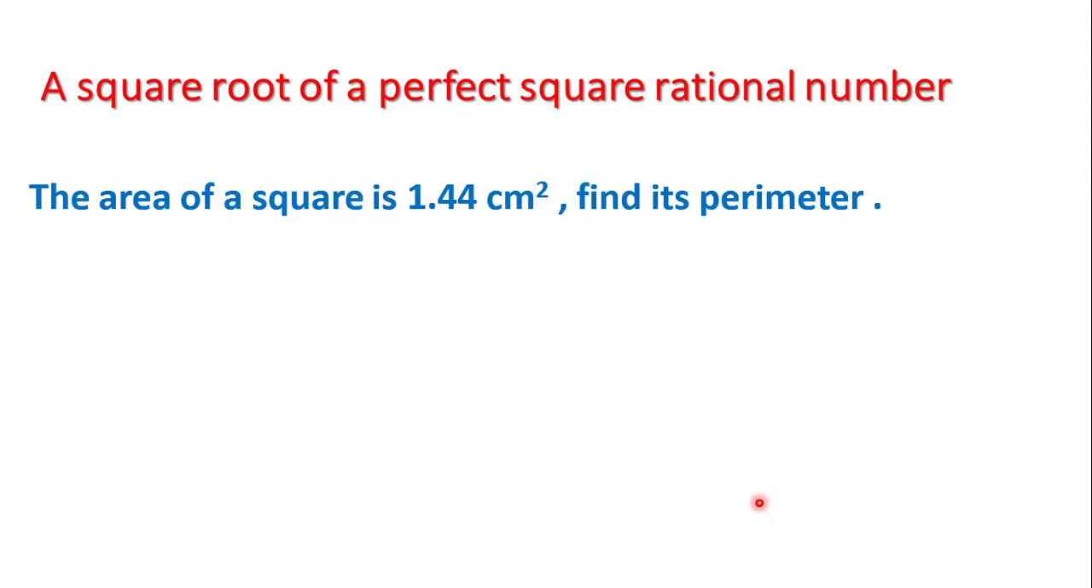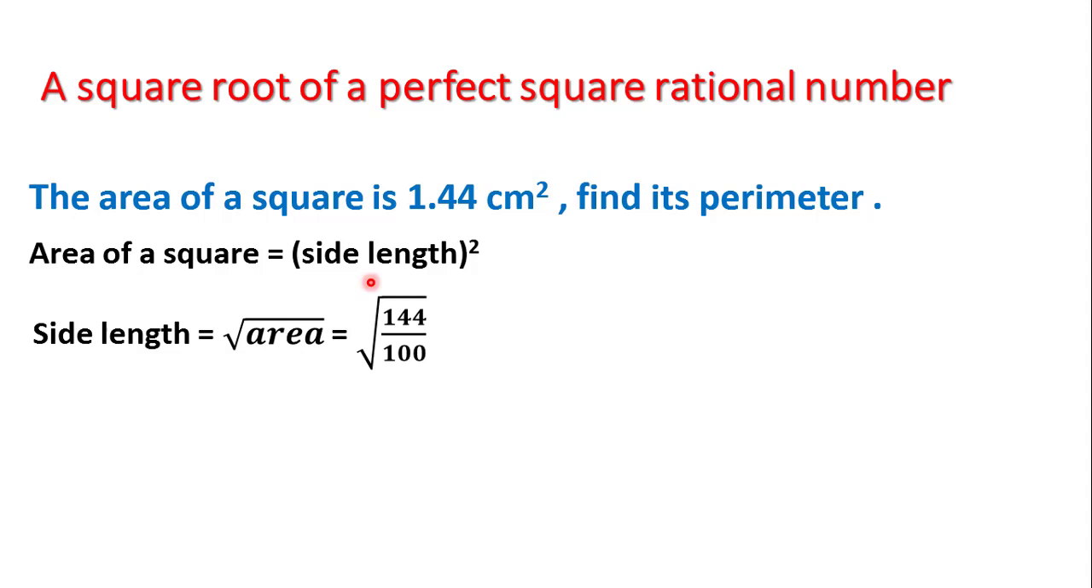Let's take another exercise. Here we have the area of a square is 1.44 centimeters squared. Find its perimeter. Okay, let's remember the perimeter of the square is 4 times the side length. But where is the side length? We don't have a side length, but we have the area of the square. The area of a square equals side length power 2. So if you take the square root of both sides, you will get the side length. So the side length will be the square root of the area, the square root of 144 over 100. 1.44 means 144 over 100. As we said before, root 100 is 10.